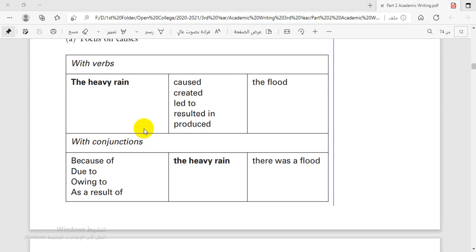Okay, we can also show the cause with conjunctions, like because of, due to, owing to, as a result of. Because of the heavy rain, there was a flood. Due to the heavy rain, there was a flood. Owing to the heavy rain, there was a flood. As a result of the heavy rain, there was a flood. In this case, you can use these conjunctions to show the cause, to focus on the cause.